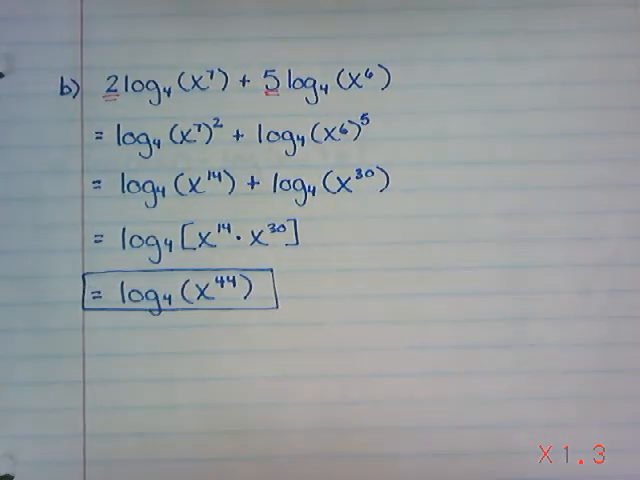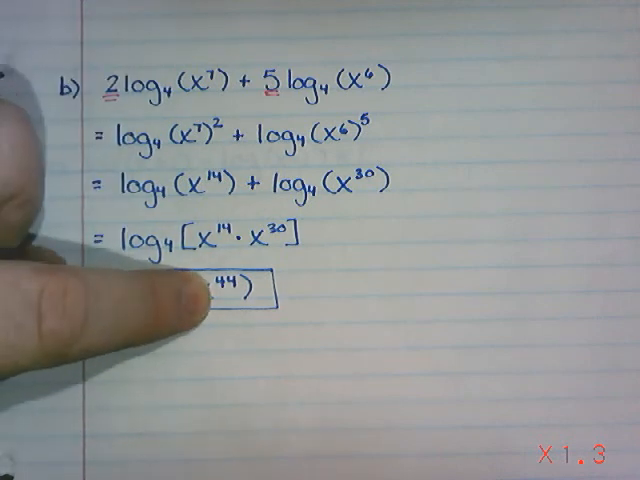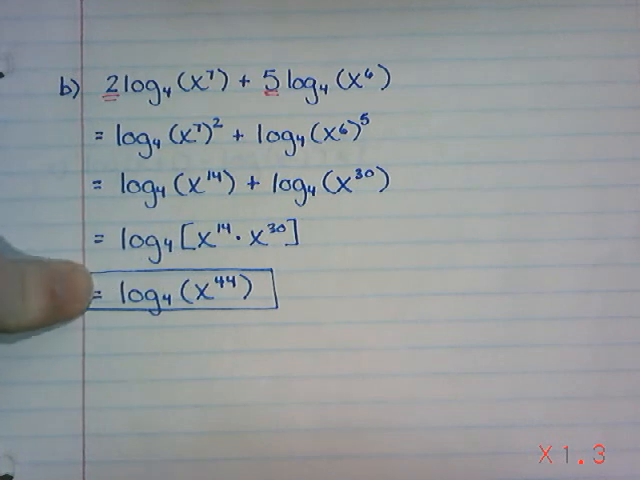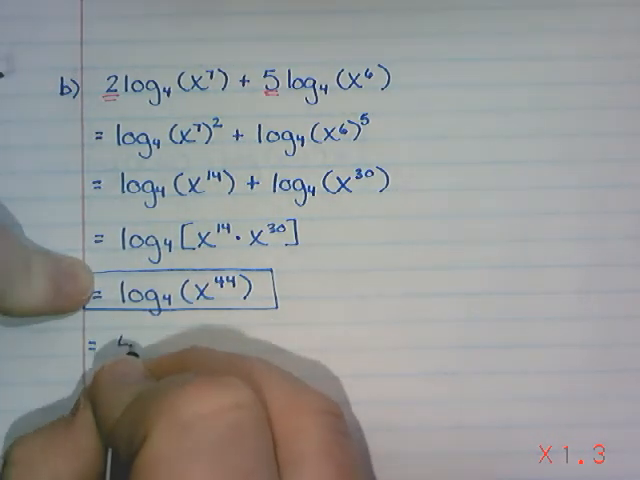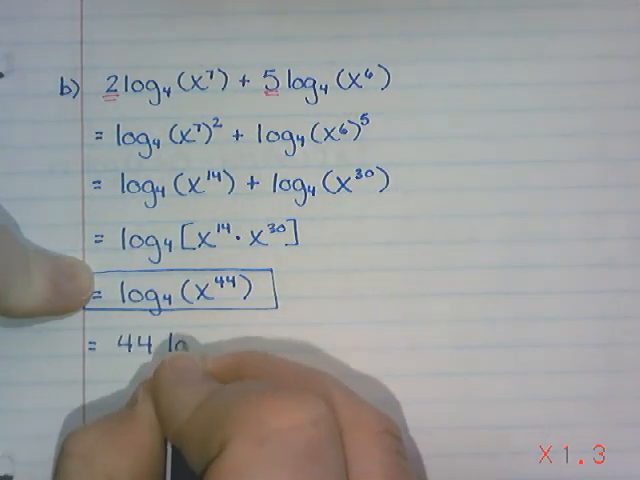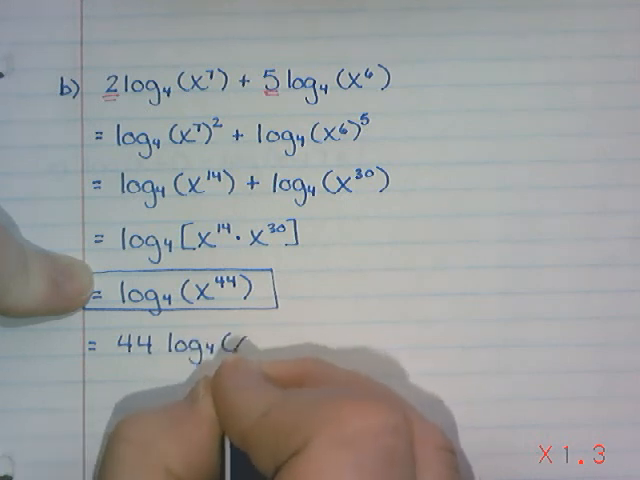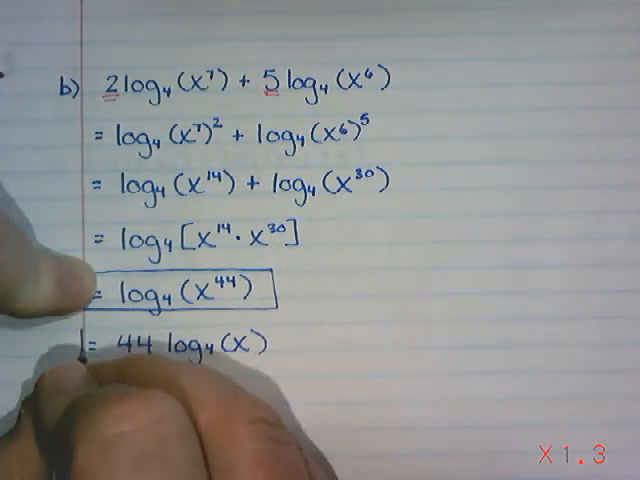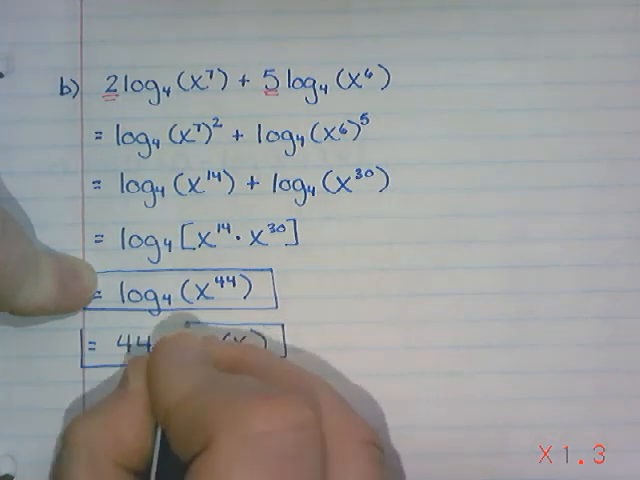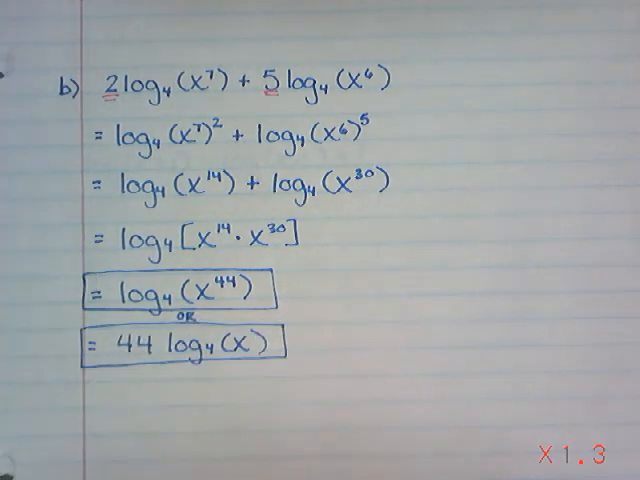However, if you wanted, you could use the rule that we started with, and you could go one step further and bring that 44 down and say that this is the same as 44 times log base 4 of x. Either one of those answers is perfectly acceptable. It is up to you which one you want to use.